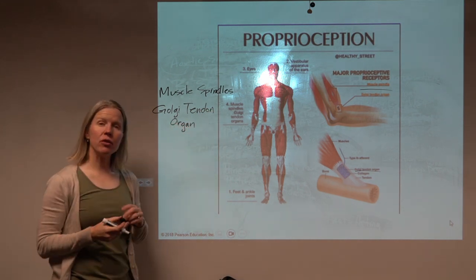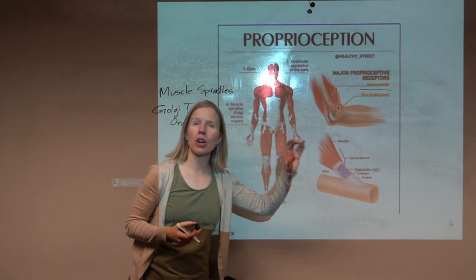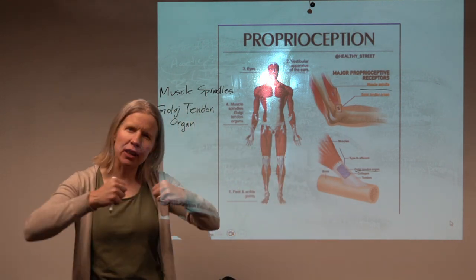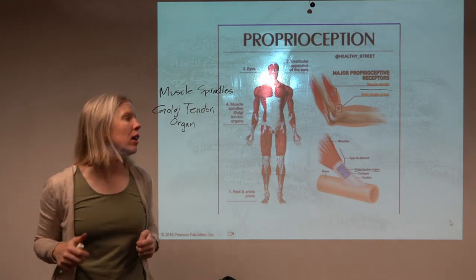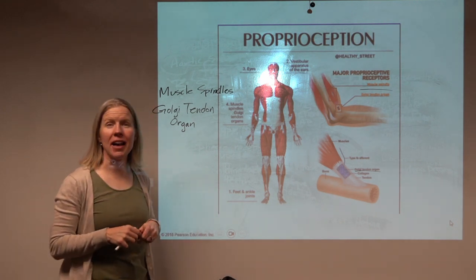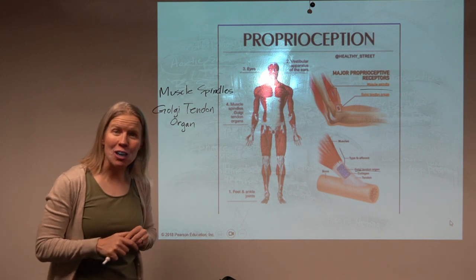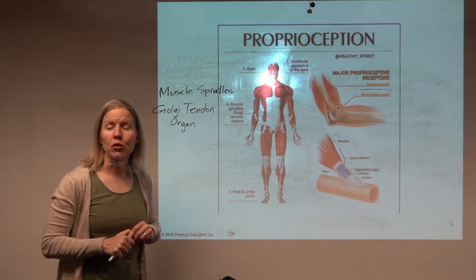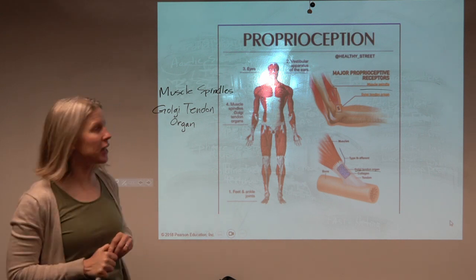Right? And this receptor is really right in there where the muscle ends and the tendon starts, and it's telling us how much tension is being placed in that tendon. We don't want to exceed our capacity to resist that tension, right? We don't want to tear things.